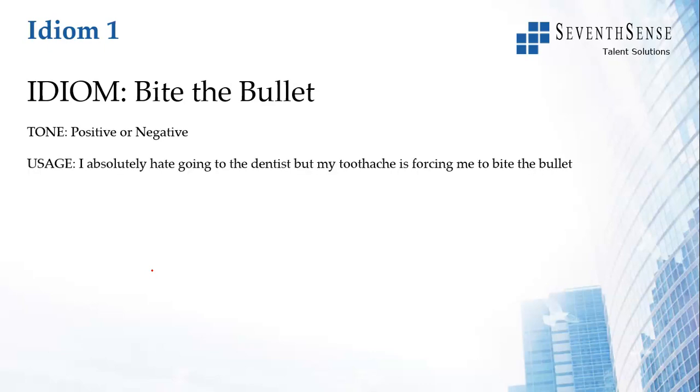Let me give a usage and you will see that it becomes easier. The more you read, the more you see that idiom being used in newspapers, in novels, in movies, the easier those idioms appear to be. Usage. I absolutely hate going to the dentist, but my toothache is forcing me to bite the bullet.